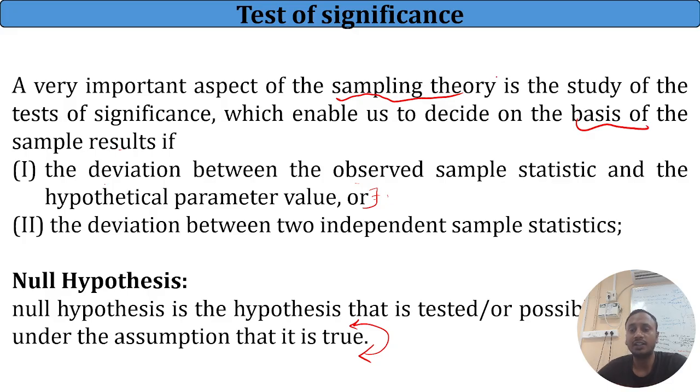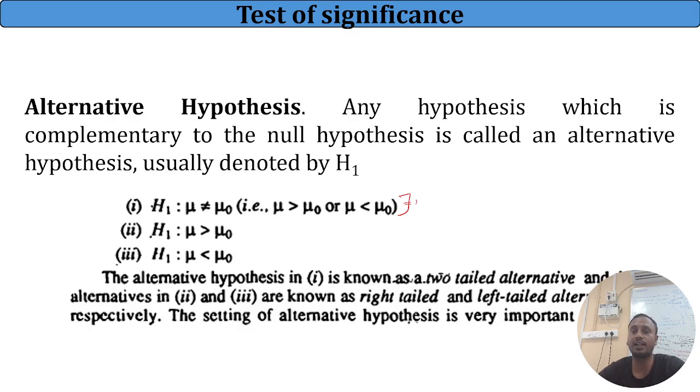First we have to assume that there is no difference. Based upon the statistic, we'll tell if there is a difference, so we are going to reject the null hypothesis. So the null hypothesis is something that we make the assumption is true, but we are going to reject it. Then we have the alternative hypothesis.